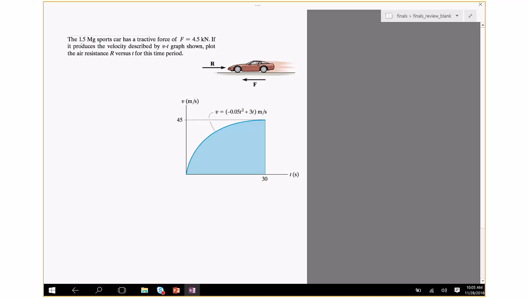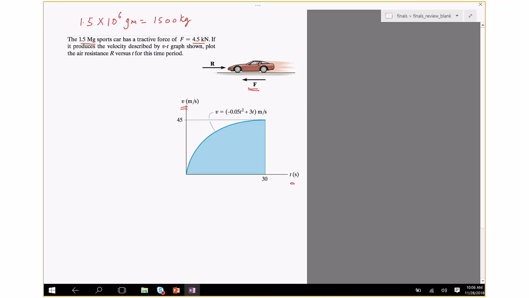The 1.5 Mg sports car. 1.5 Mg means 1.5 times 10 raised to 6 grams, since mega is 10 raised to 6, and so that's going to be 1500 kg. The sports car has a tractive force of 4.5 kilonewtons. If it produces the velocity described by the VT plot shown here, plot the air resistance versus time for this time period.